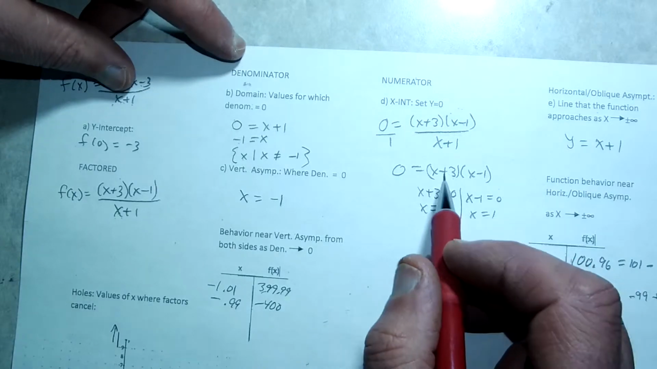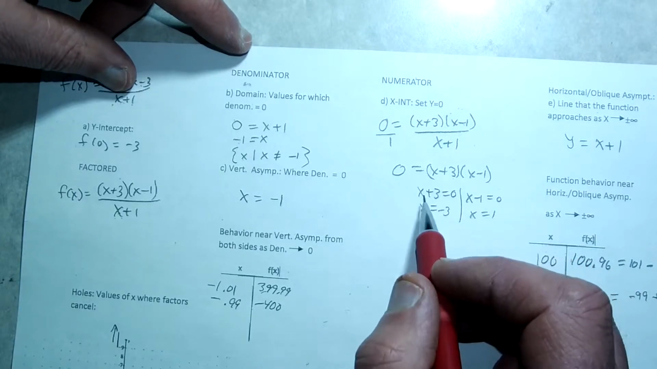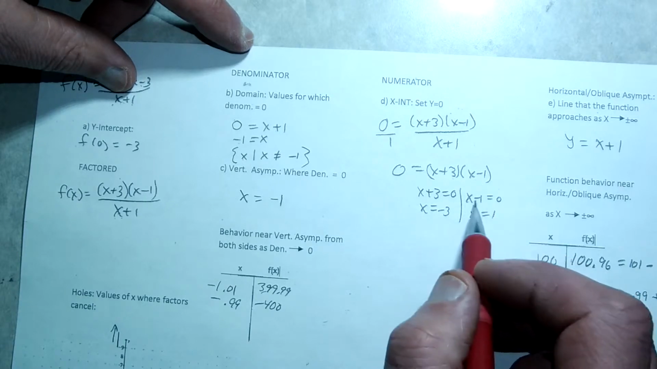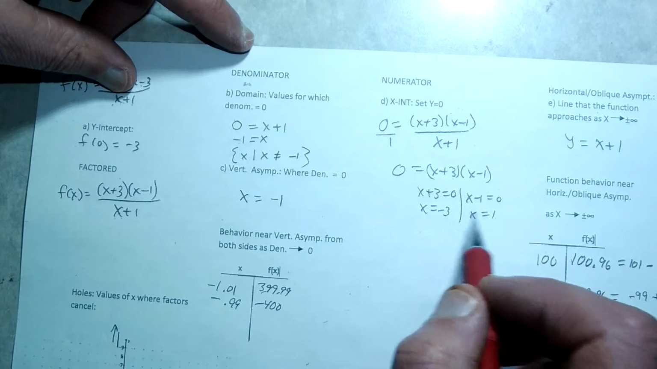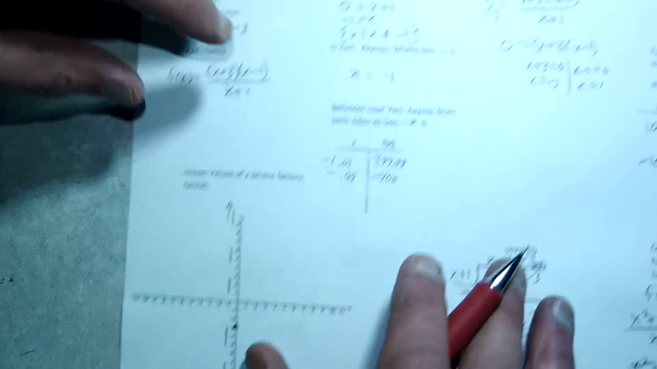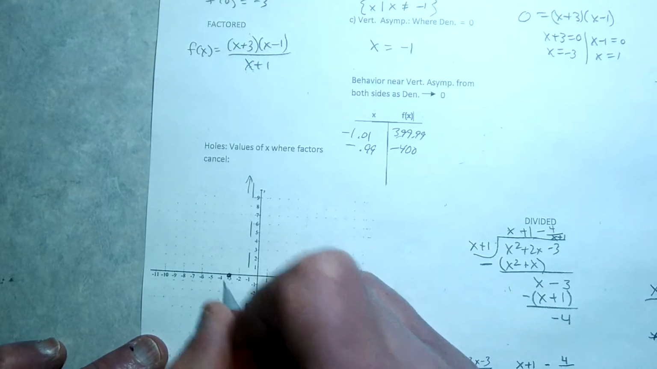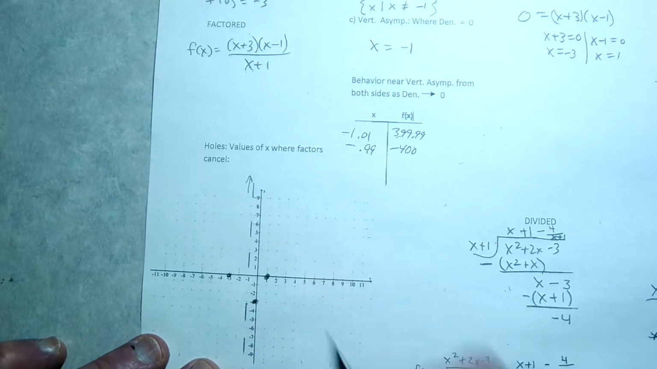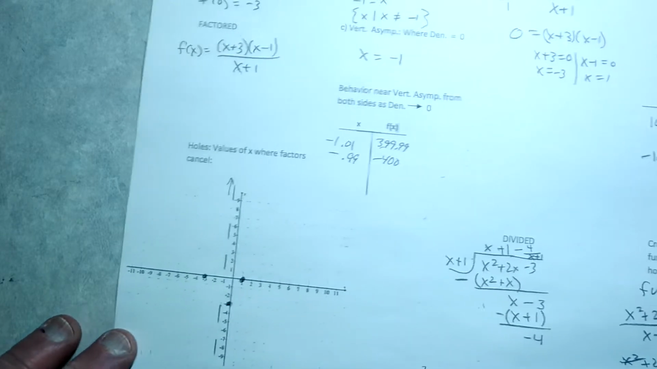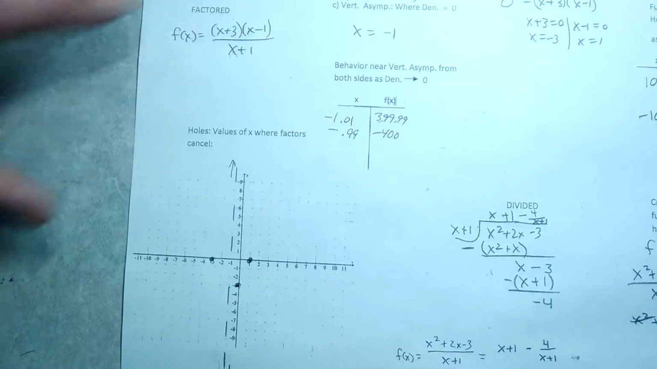And it turns out if you use the zero product property here and set x plus 3 to 0 and x minus 1 to 0, you get negative 3 and 1 are the two zeros of this function. So let me put negative 3 here, and let me put 1 right here. Okay, so our graph is taking a little bit of shape here, but we got a ways to go.